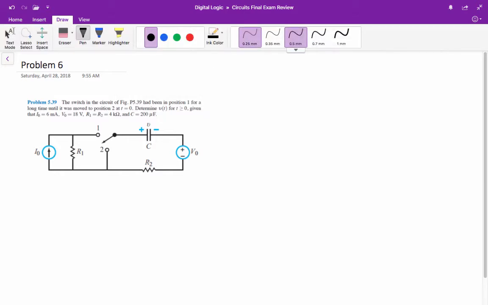Let's first draw it the way it would be at time t equals 0 minus. So at time t equals 0 minus, we have the current source, and this switch had been in position 1. So this switch is closed. Now it had been that way for a long time.